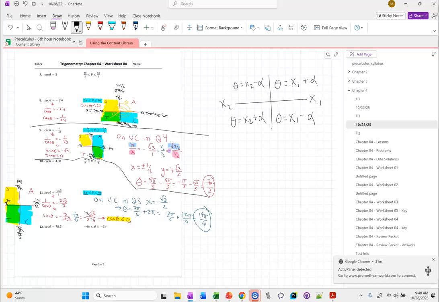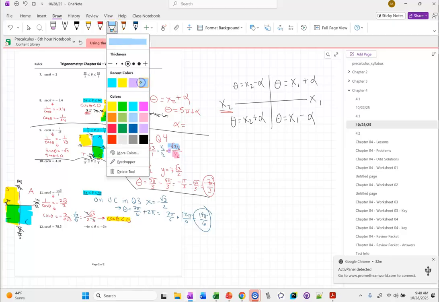So we're in quadrant 3. So we're going to say that theta equals x2 plus alpha. Now, what is x2? It's the label we gave on the x-axis when we did that. In our picture, that was 5 pi. Everybody good so far? And then we need to figure out what alpha is. We find alpha the same way.